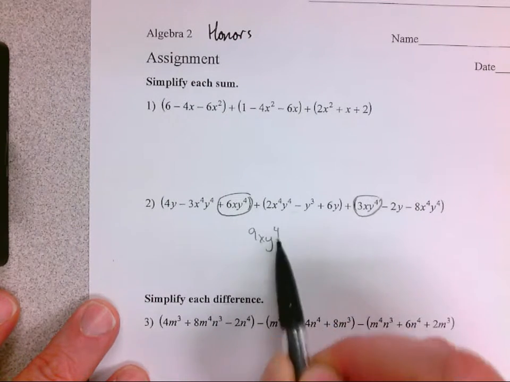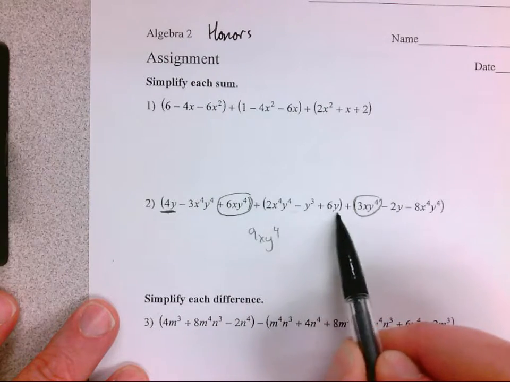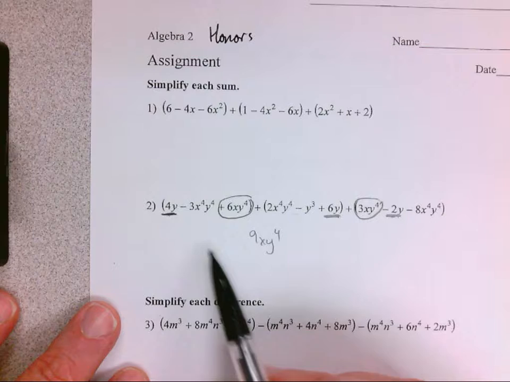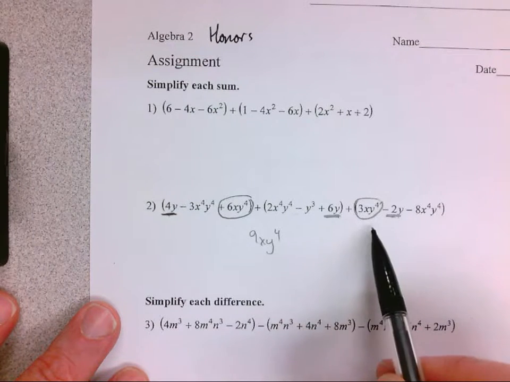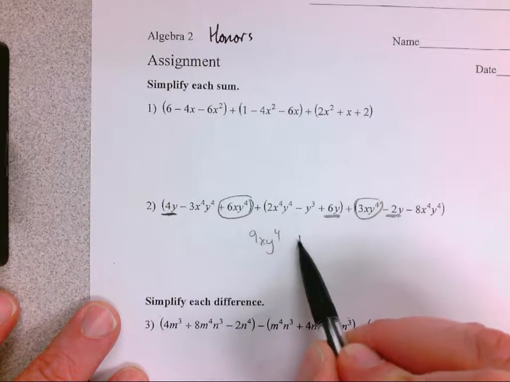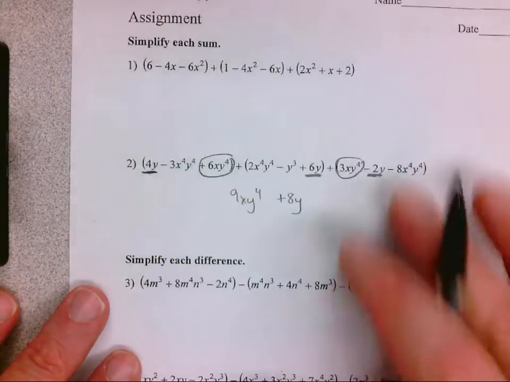Okay, so if I have a 4y and I decide to underline, I want to just go through and make sure I get all the 4y. So 4y plus 6y is 10y, 10y minus 2y is 8y. Okay, so I'll let you finish that one. I think we're okay on the addition.